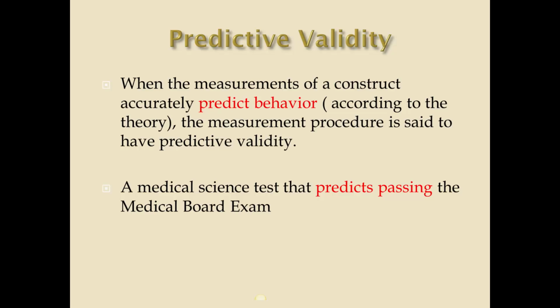Predictive validity is similar to concurrent validity except that you measure the validity of your test with a criterion that's going to happen in the future. For example, a medical science test that predicts passing the medical board exam. So if students who get a high score in your medical science test also get a very good score in the medical board exam, that means your test has high validity.